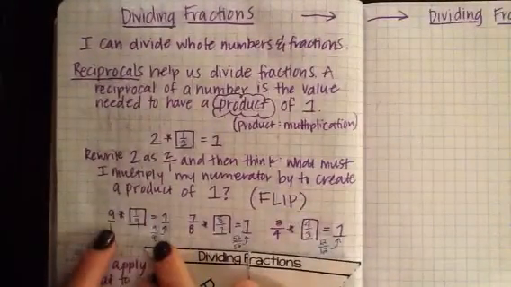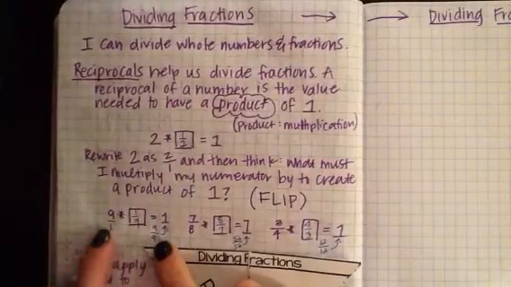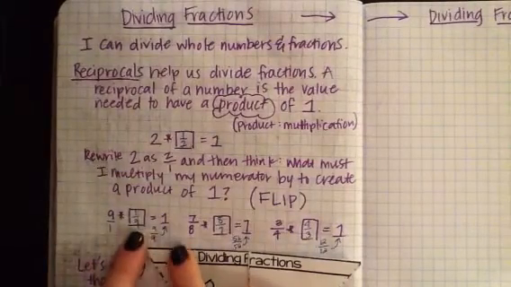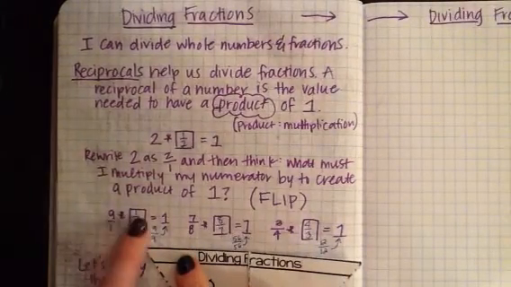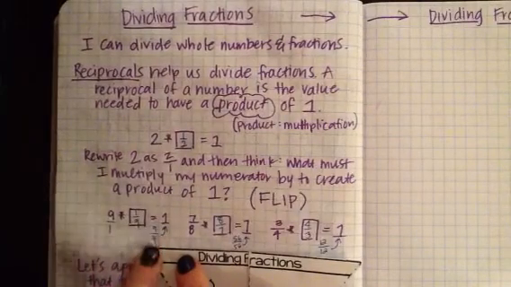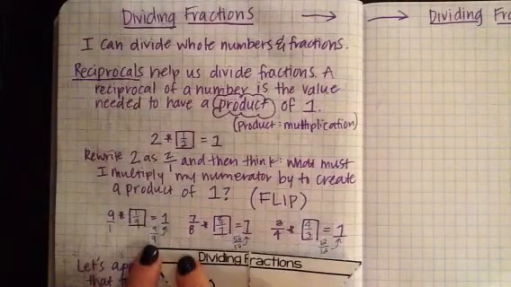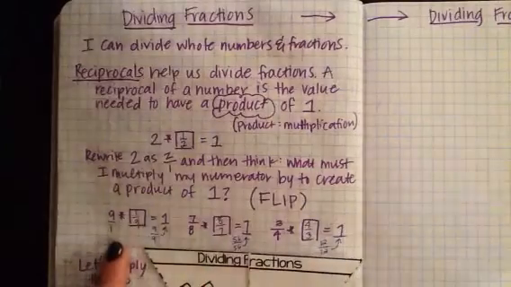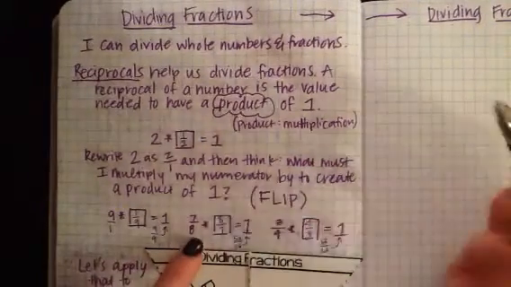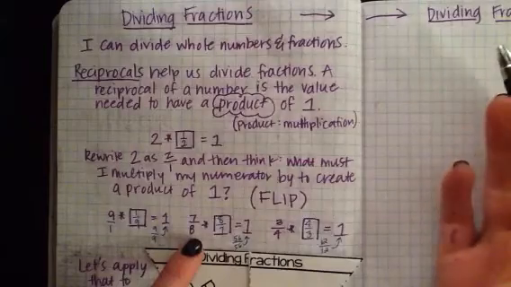So if I'm thinking about 9, 9 is 9 over 1. What could I multiply 9 by in order to have a product of 1? Well, it would be 1/9. Because then I'm going to say 9 times 1 gives me 9, and 1 times 9 also gives me 9. And anything over itself equals 1 whole. It doesn't matter if 1 is in the denominator or if you have 2 different numbers in numerator and denominator. You're going to follow the same process.